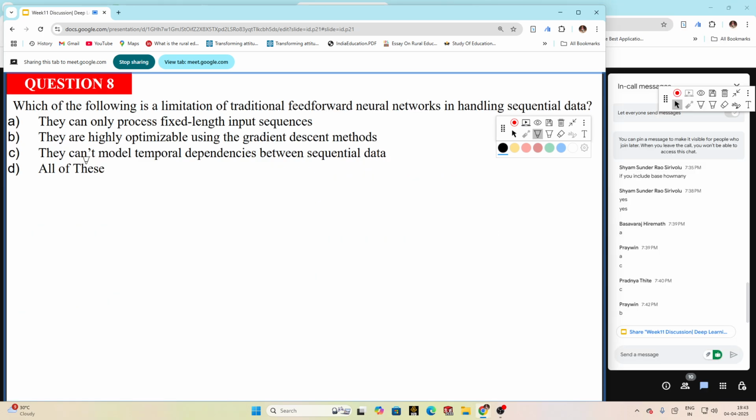Now question number 8: which of the following is a limitation of traditional feed-forward networks in handling sequential data? Option A, they can only process fixed length input sequences. Option B, they are highly optimizable using gradient descent methods. Option C, they can't model temporal dependencies between sequential data. Option D, all of this. Which of the following is a limitation of a traditional feed-forward network in handling sequential data? Any guesses?